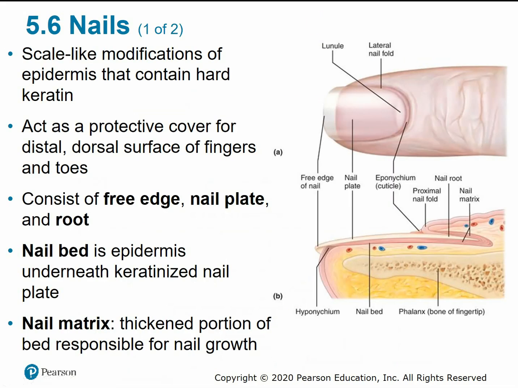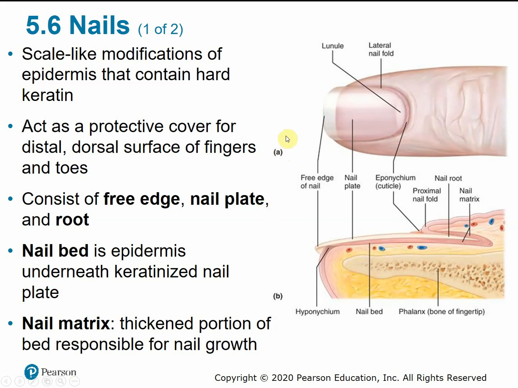Nails are scale-like modifications of the epidermis that contain a very hard keratin, so even harder than the keratin found in our hair. They function as protective covers for the distal dorsal surfaces of the fingers and toes. So the tips of our fingers and toes encounter a lot of abrasion, right? We're always grabbing or maybe clawing things. So we have these protective covers to help protect the sensitive epidermis tissue below.